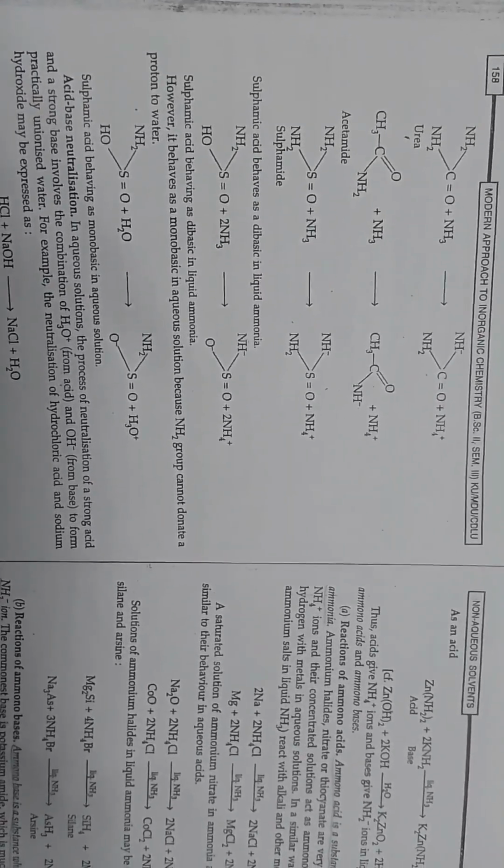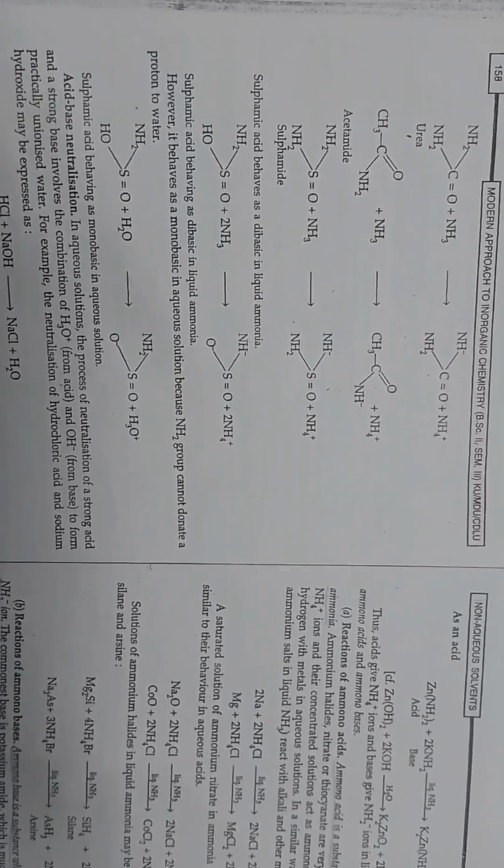Urea plus NH3 gives NH⁻NH2C=O plus NH4⁺. Acetamide plus NH3 gives CH3C=ONH⁻ plus NH4⁺. Sulfamide plus NH3 gives NH⁻NH2S=O plus NH4⁺.